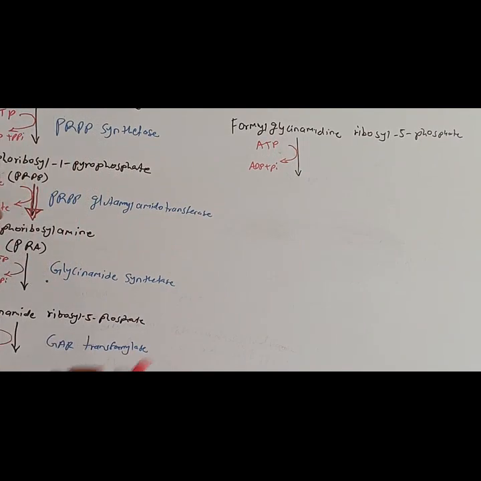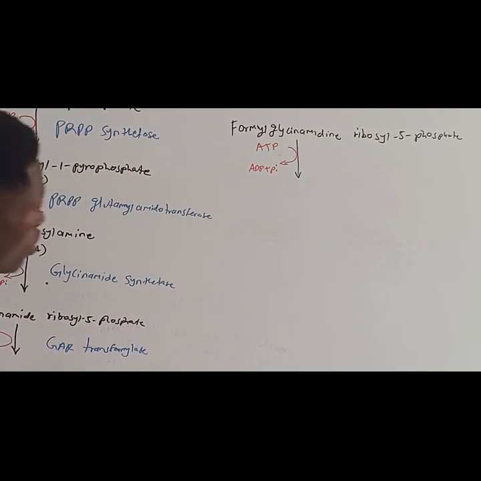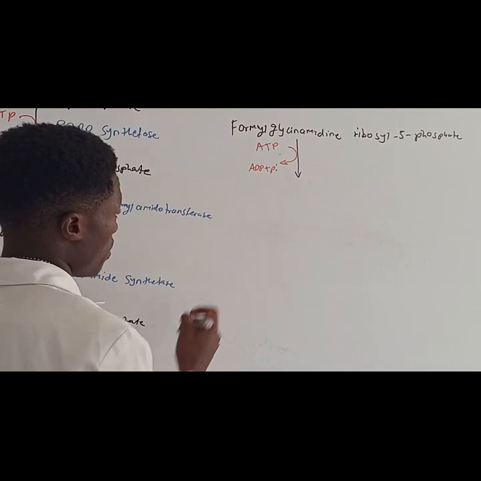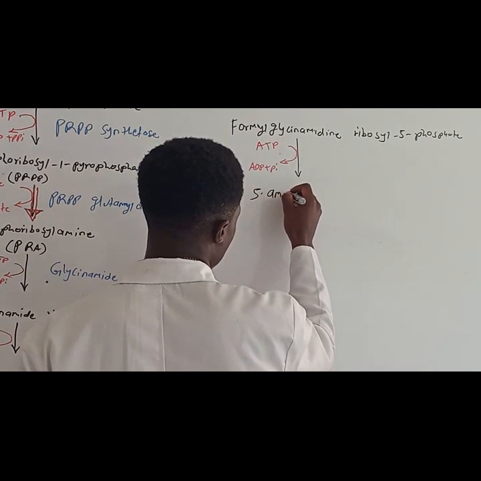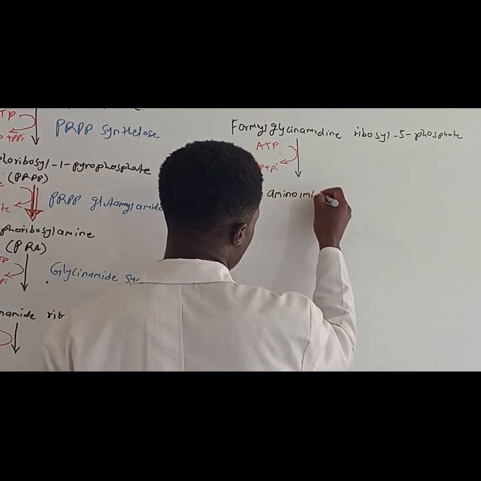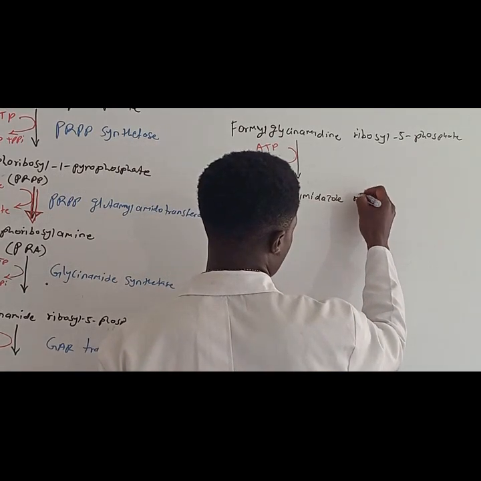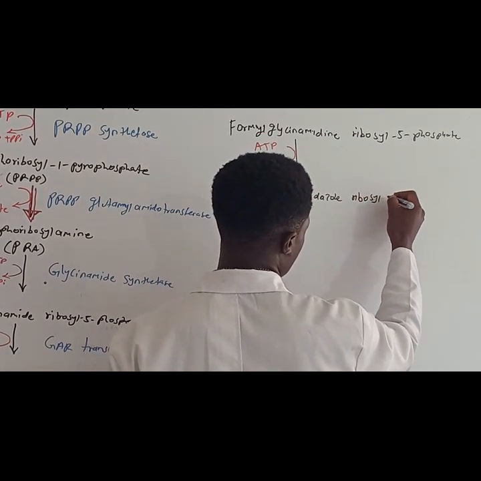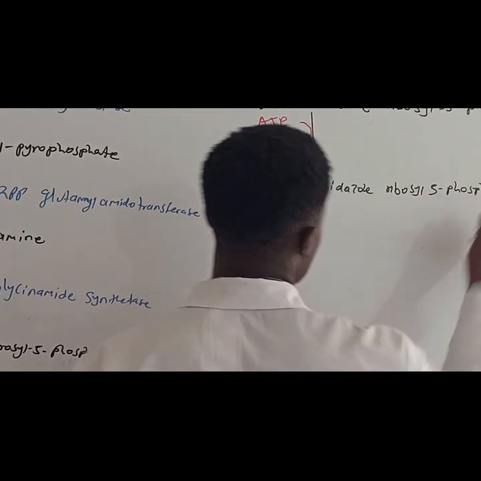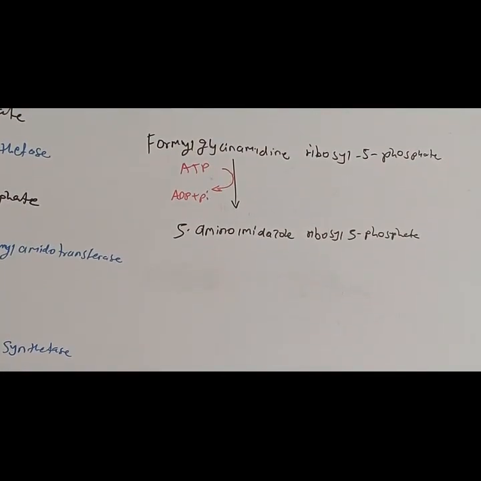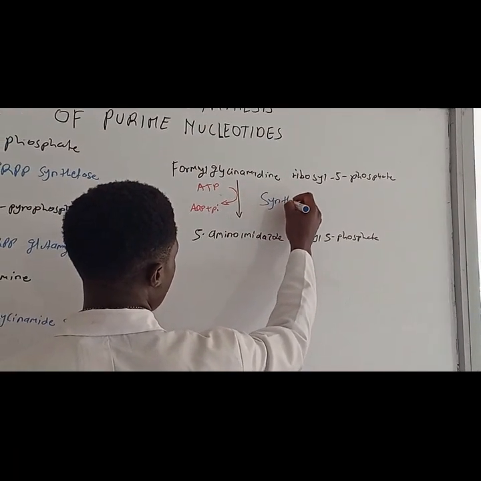Now, what is the new molecule? From here, we are beginning to form the ring of the purine. So we are going to form a molecule called 5-aminoimidazole ribosyl 5-phosphate. Now, this reaction is going to be catalyzed by an enzyme called synthetase. So, synthetase.